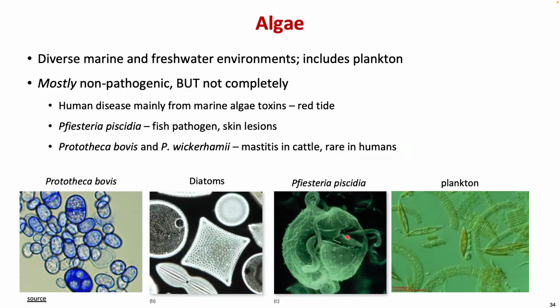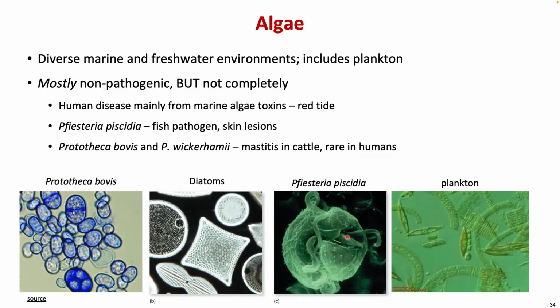They are present in diverse marine and freshwater environments, including planktons, and mostly they are non-pathogenic, but not completely. Some human diseases, mainly from marine algae, are caused by the toxins that they produce. An example is red tides.